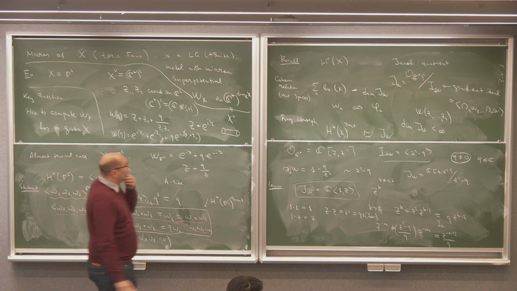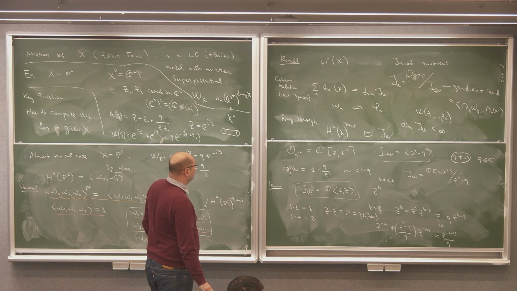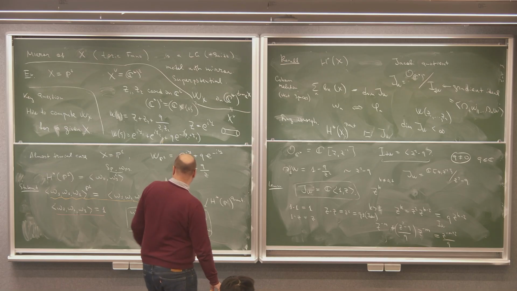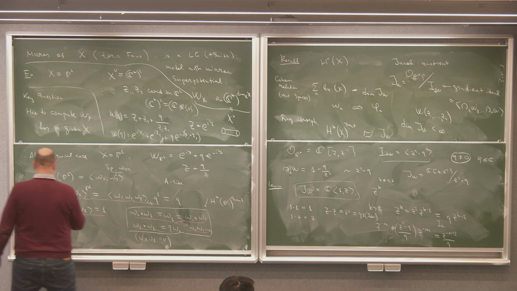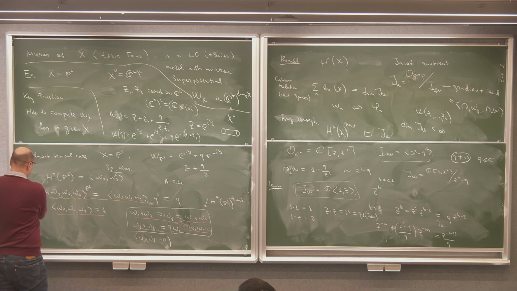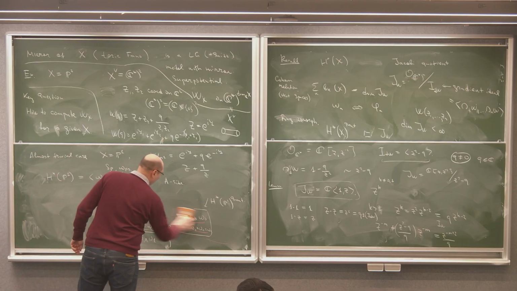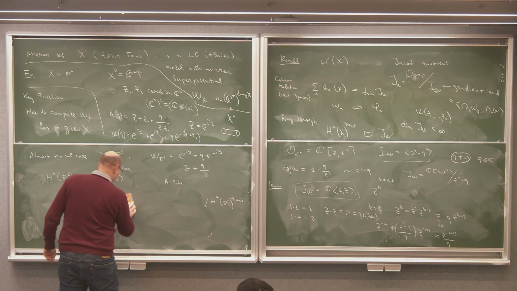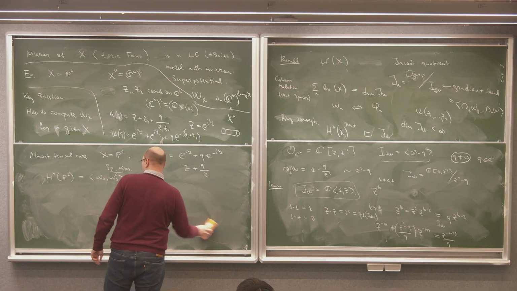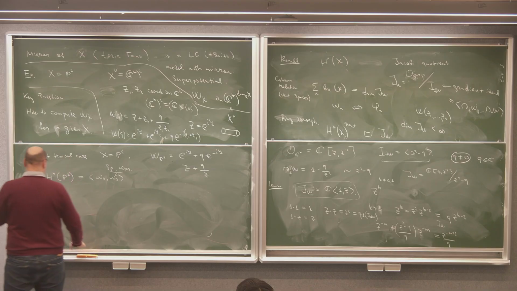Let me outline how it works for P2. We know quantum cohomology, we know the Gromov-Witten invariants for P2, but for the case of 3-point functions.